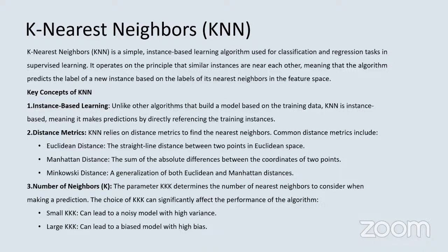Number of neighbors: the parameter K determines the number of nearest neighbors to consider when making a prediction. The choice of K can significantly affect the performance of the algorithm. A small K can lead to a noisy model, and a large K leads to a model with high bias. What is noise? Noise means there will be lots of repeated data, which is why it is called high variance. Bias, in simple terms, means you feel that all the values are the same or similar. That is a classic example of bias.